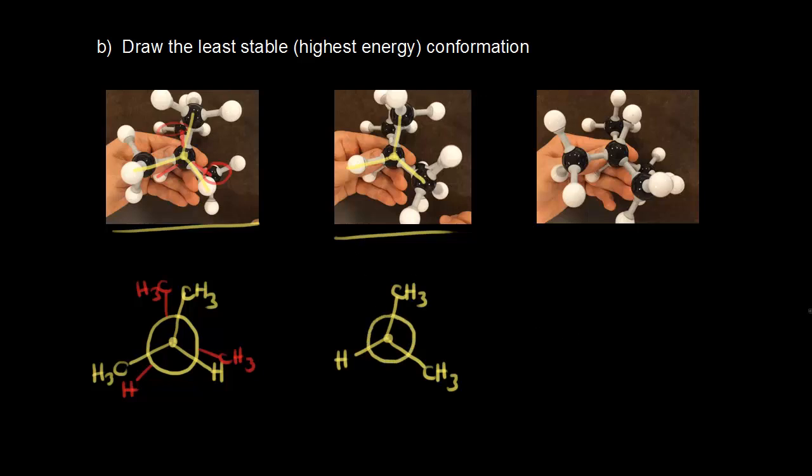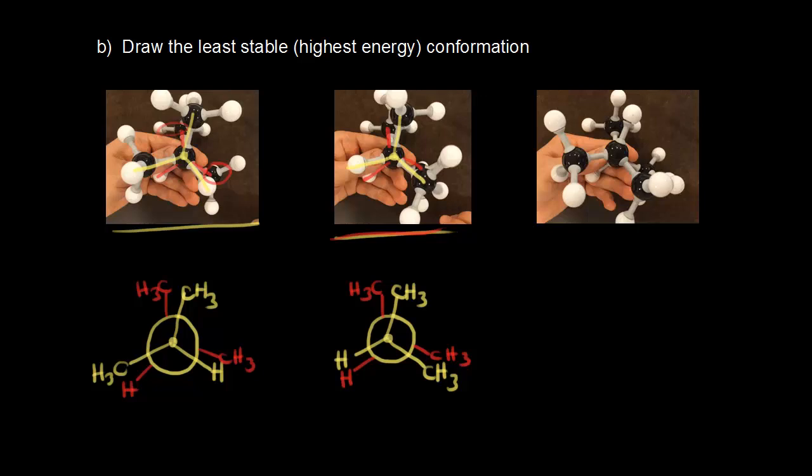And we held the back carbon stationary in the video, so there's no change. You can see there is a methyl group straight up here in the back, so CH3. And then there's a methyl group going to the right back here, so a CH3. And then there's a hydrogen going to the left, so there's a hydrogen here. So here's the Newman projection for this conformation. And to go from the one on the left to the one on the right, we rotated the front carbon.